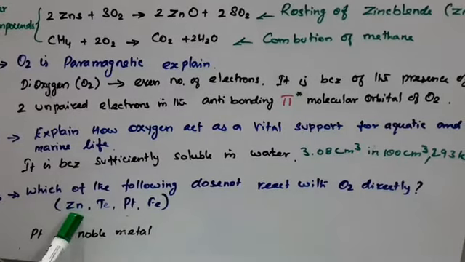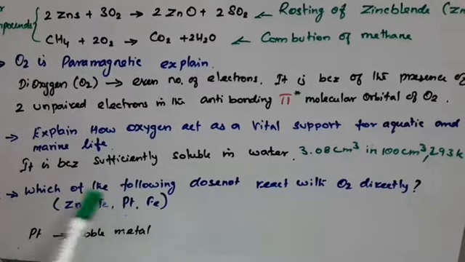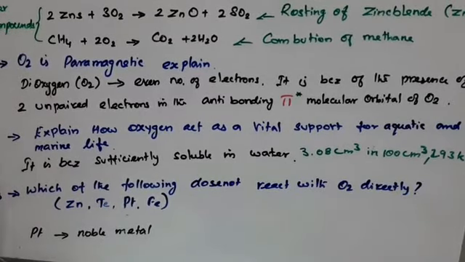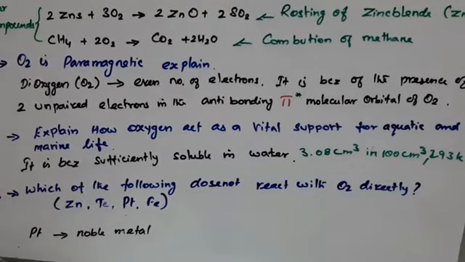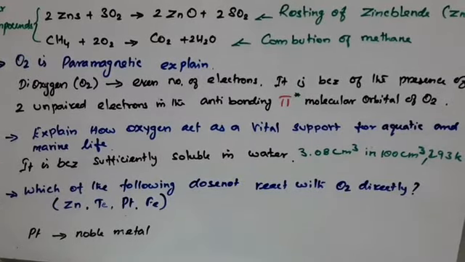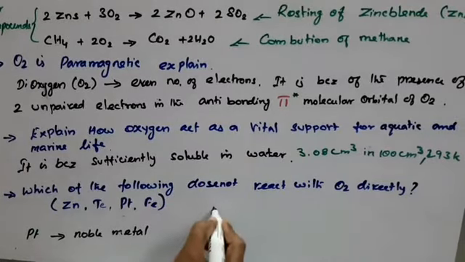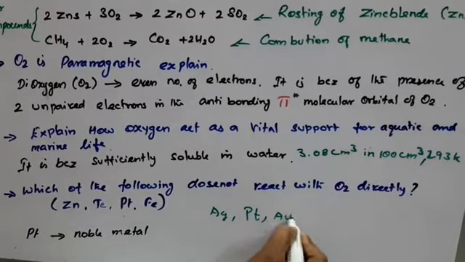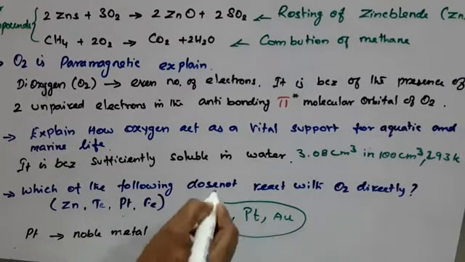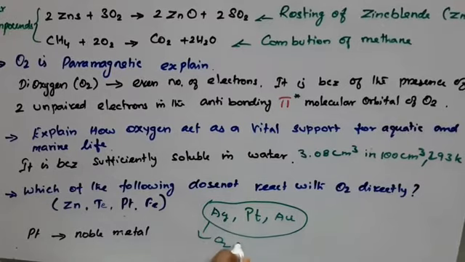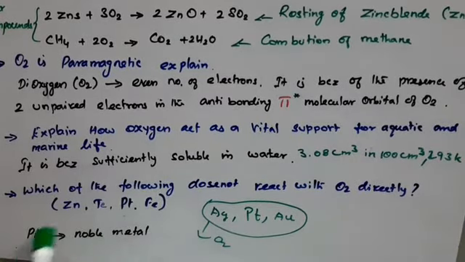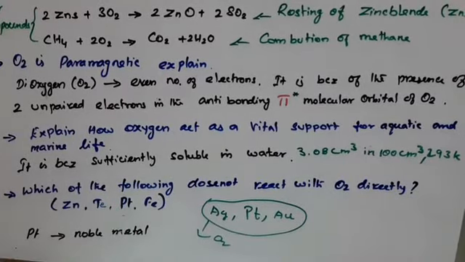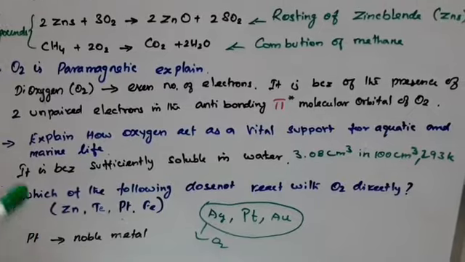Right. And the third question is which of the following does not react with O2 directly. Here: zinc, tellurium, platinum and iron. We studied that it reacts with metals and non-metals. It does not react with noble metals like silver, platinum, gold. These are the noble metals, so dioxygen does not react. So here the answer is platinum. Platinum is a noble metal, so O2 does not react with a noble metal like platinum.